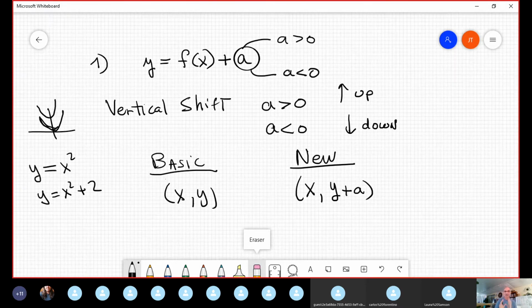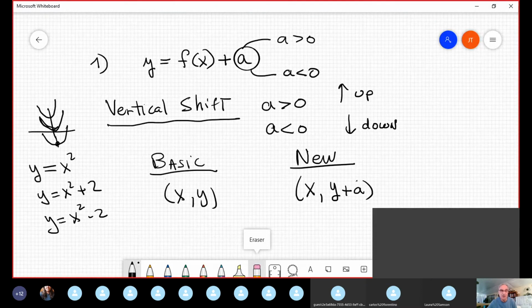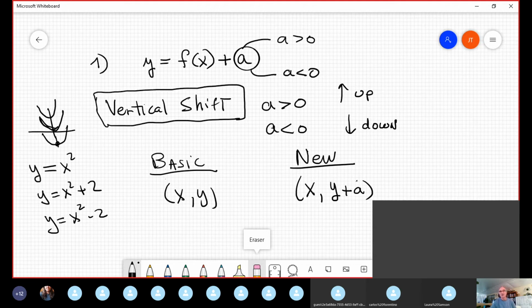Makes sense, right? x stays the same, but y is increasing. If it's increasing, the motion of the transformation goes up. Si es minus, suppose this a is negative, suppose y equals x squared minus 2, entonces the parabola is going down. Okay? Everything is clear? This is vertical shift. Everyone understand vertical shift? Yes, everyone understands vertical shift. Students always understand vertical shift very well.